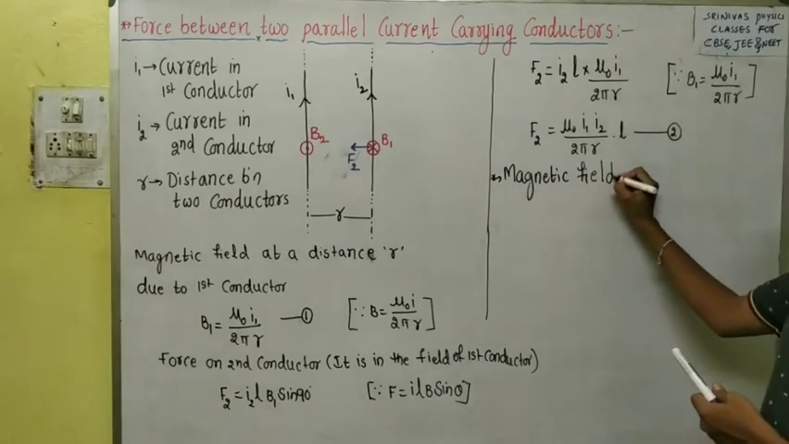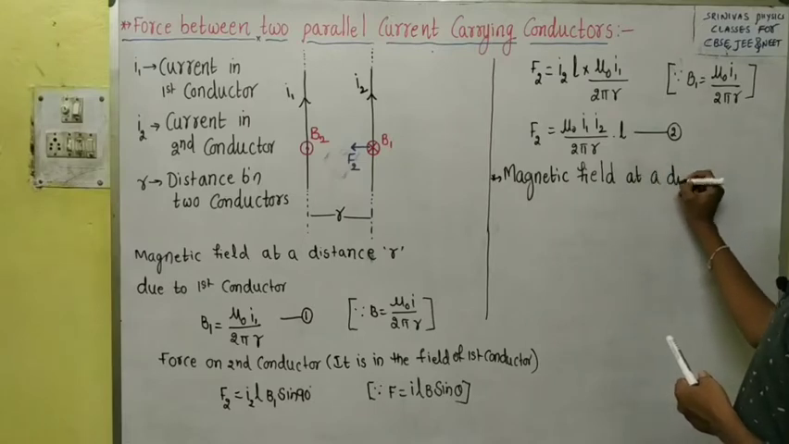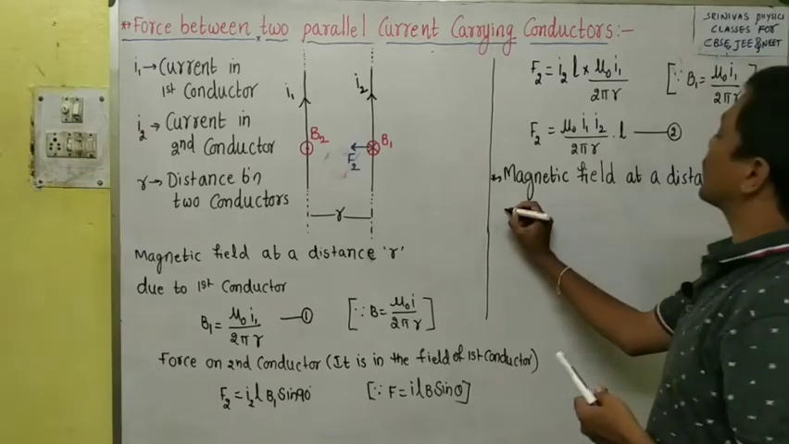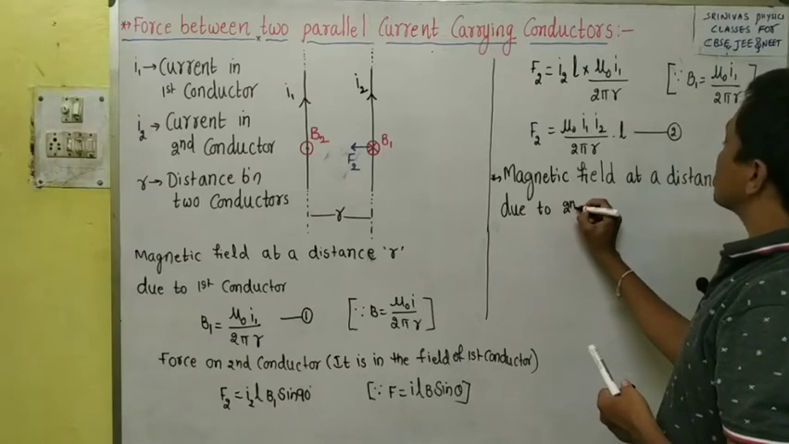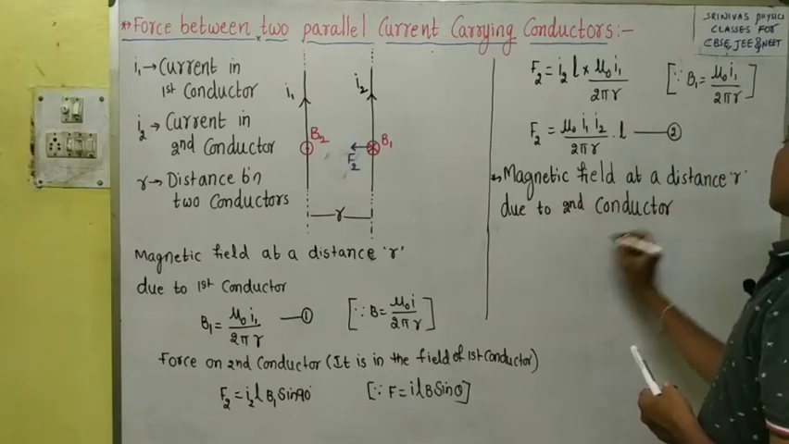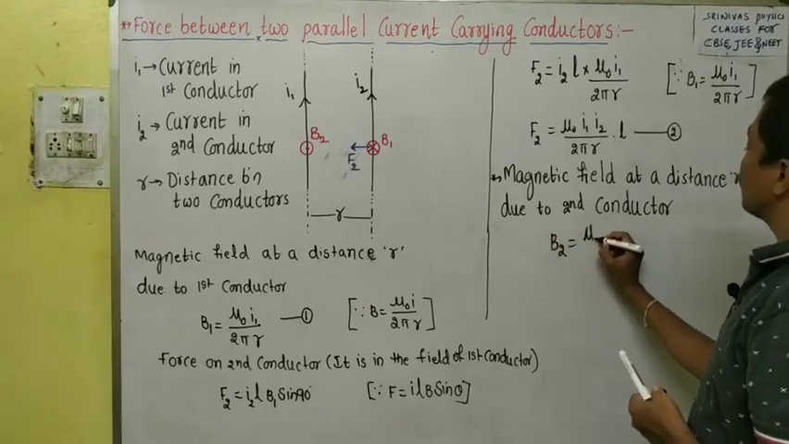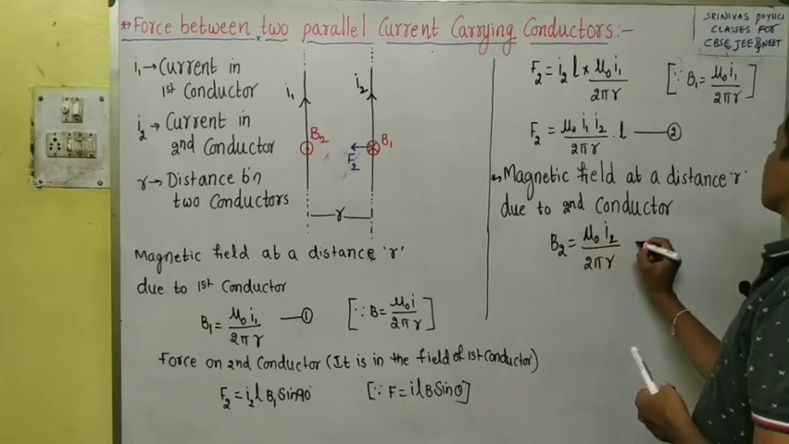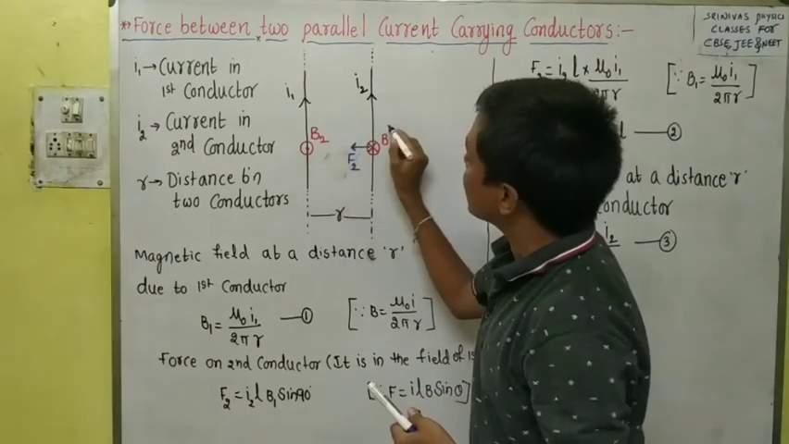Magnetic field at a distance R due to the second conductor, that is B2. Then the B2 formula is, I can write, mu naught I2 by 2 pi R. This is equation 3. And then this first conductor is in the field of the second conductor.